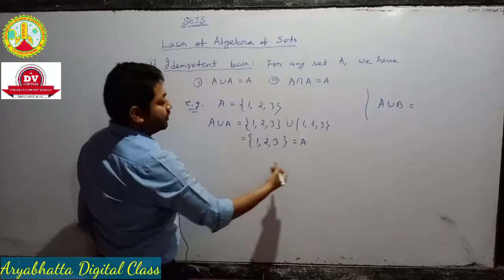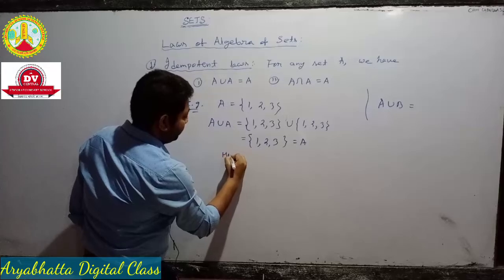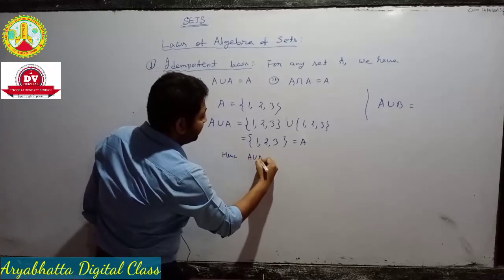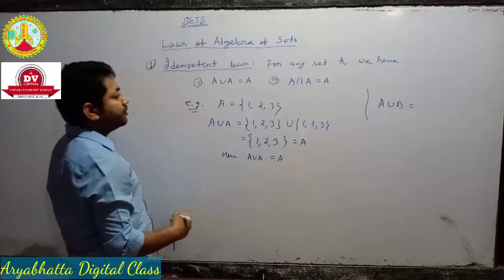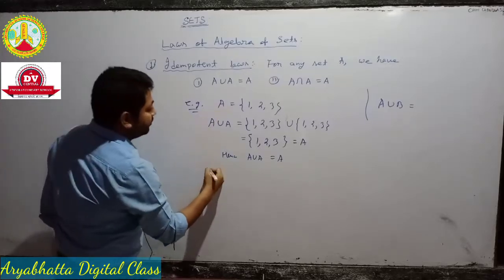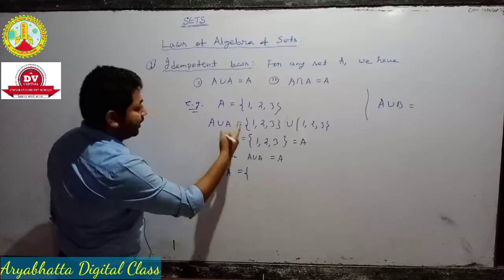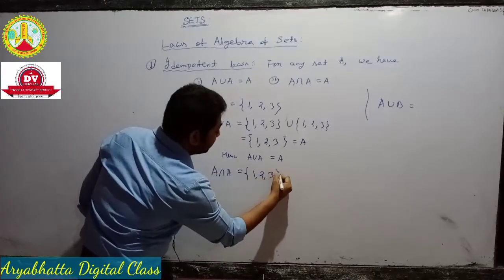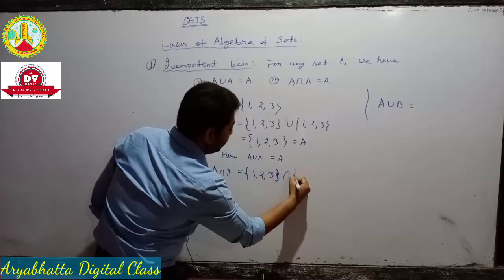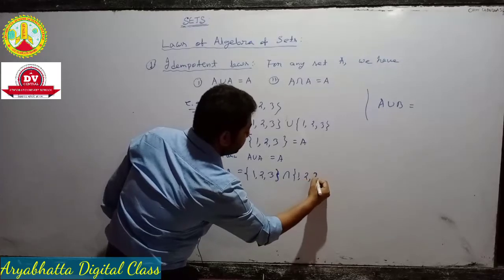This is equal to A. The first point, hence A union A is equal to A. Number 2, A intersection A. A intersection A is equal to {1, 2, 3} intersection {1, 2, 3}.